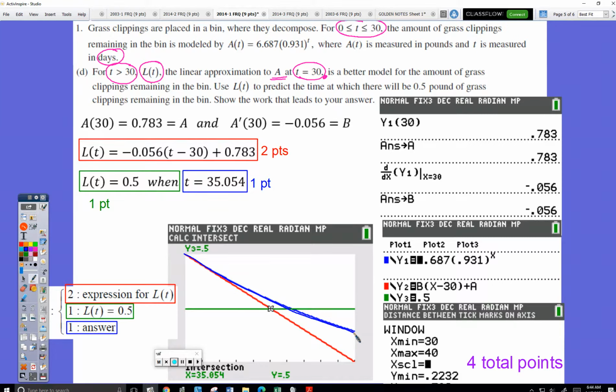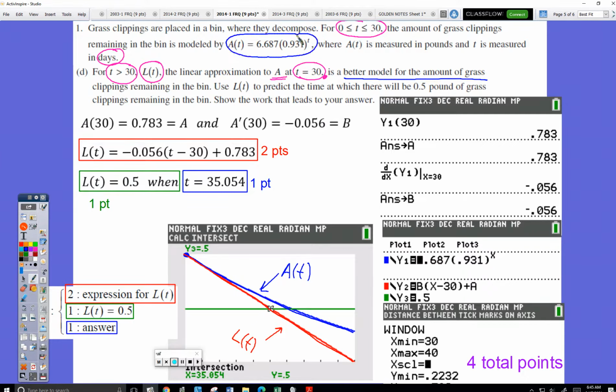And if we went to day 30, and we put a dot, and then we created a line tangent to the graph at day 30, that would be the red. The red is the formula for L of t. So the red is L of t. The blue is A of t. Okay, so the linear approximation is a better model for the amount of grass. Remember, this is just a model anyway.